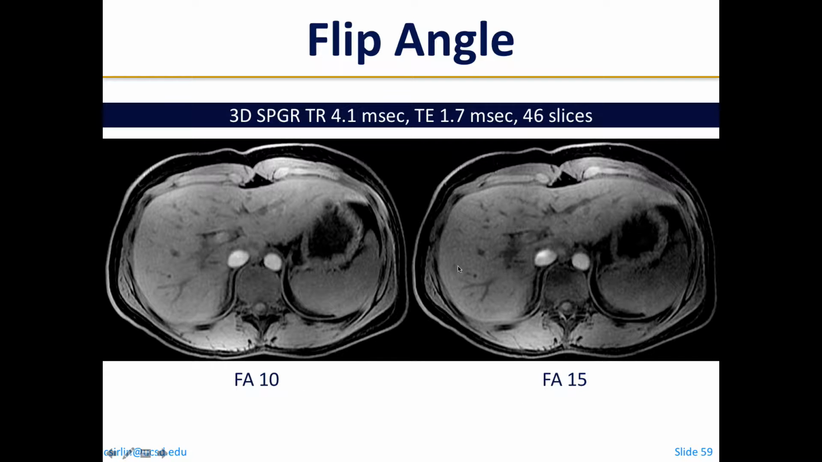So let's take a piece of this liver now and put it onto here. Now I think you can agree that this liver is darker than this liver. So the point is that this image with a flip angle of 10 had a higher SNR than this liver with a flip angle of 15.